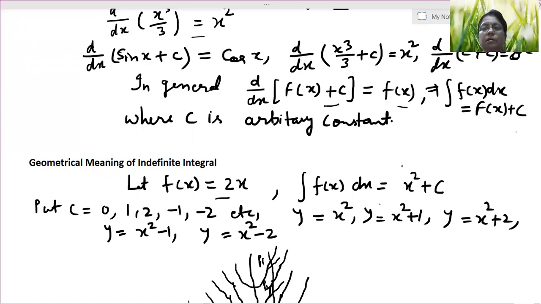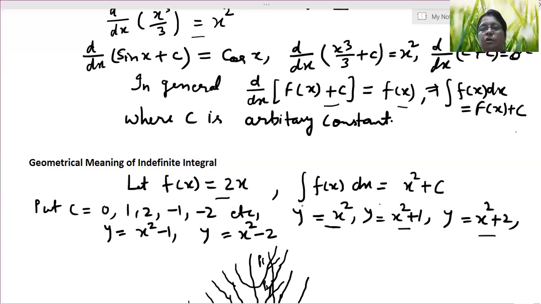Right. Now if you draw the graph of this curve x square plus c by putting the different values. Okay. Different values means, first of all, you can take c is equal to 0. If you take c is equal to 0, then the curve will be y is equal to x square. If you put c is equal to 1, then it is x square plus 1. If you put c is equal to 2, then it is x square plus 2. Right?